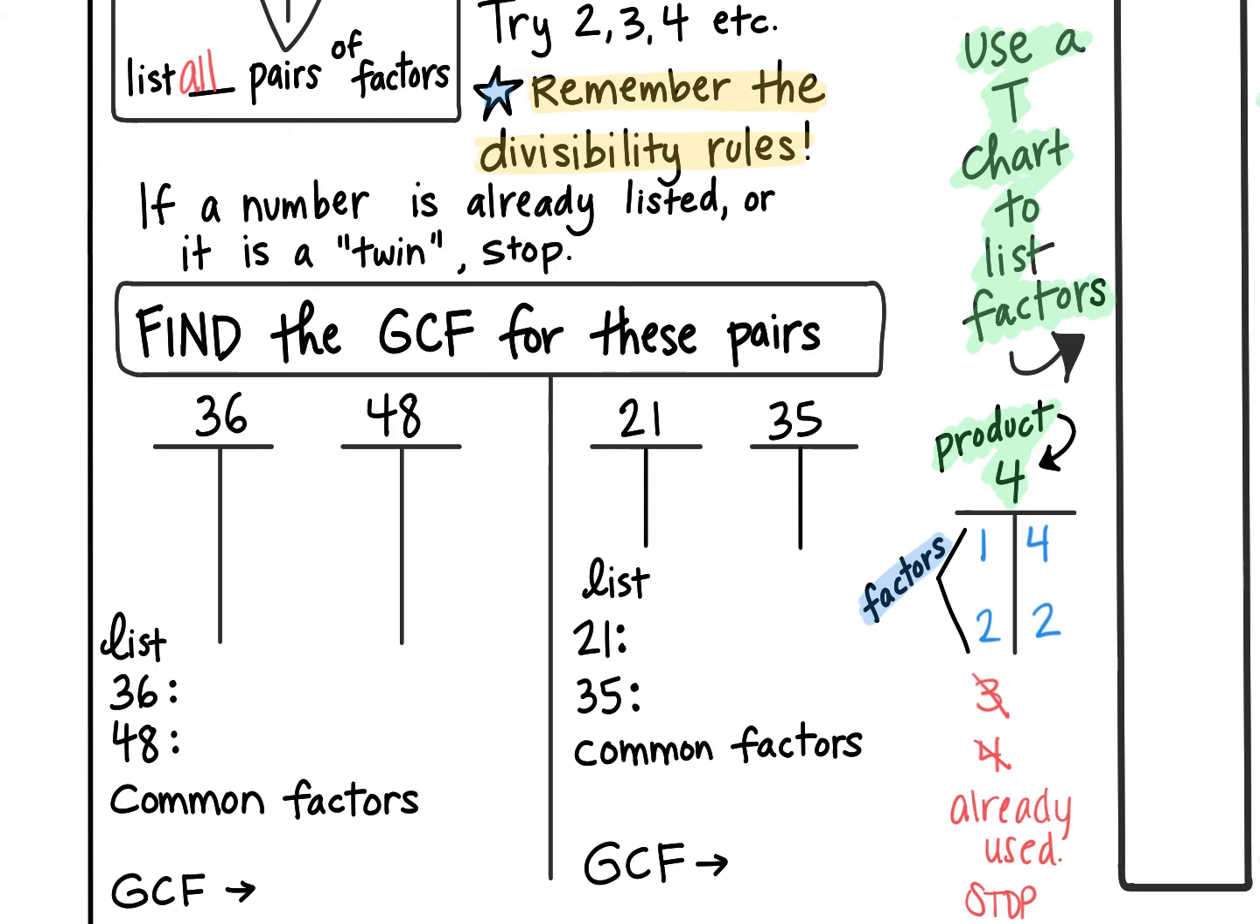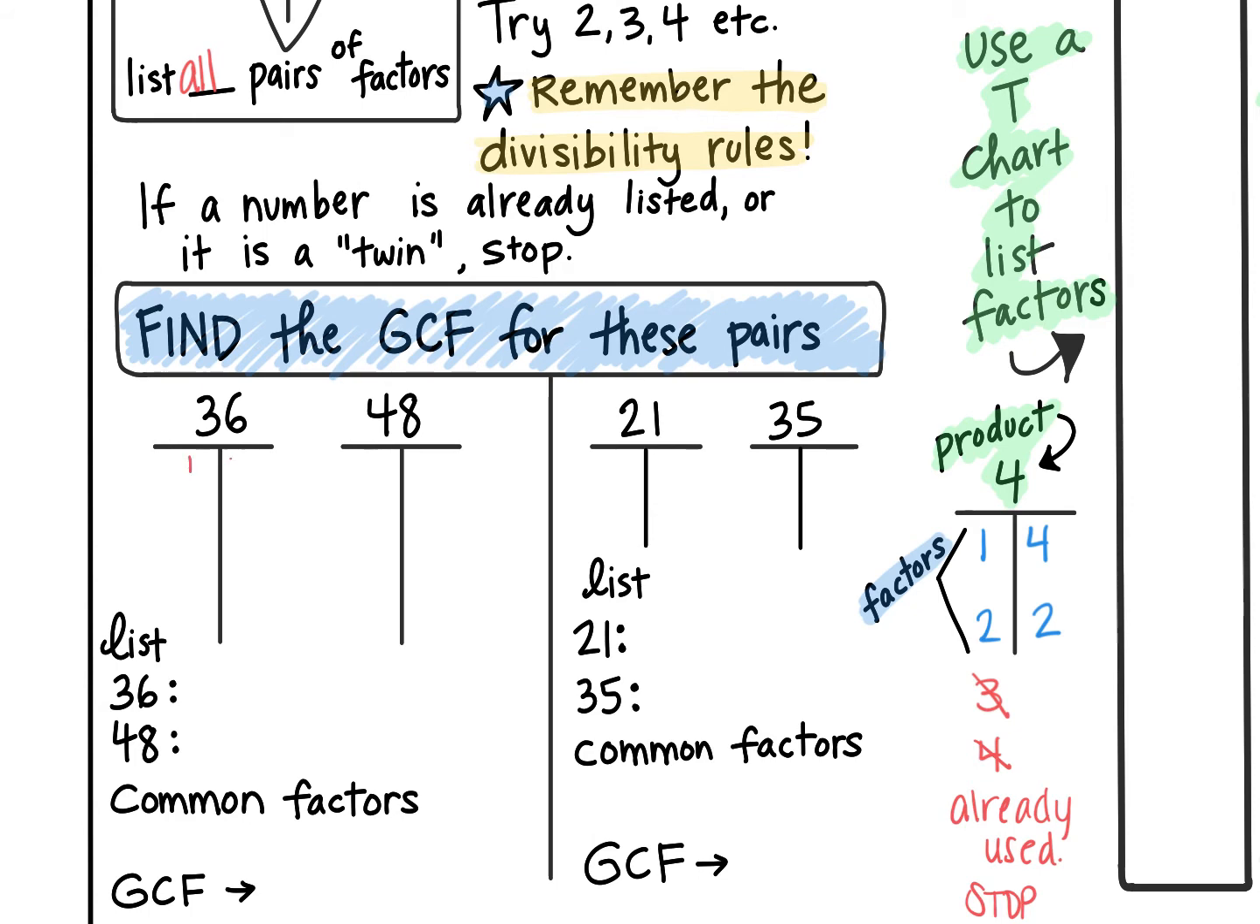So let's go ahead and work together to find the GCF for these pairs. The first two numbers that I see here are 36 and 48. And if I'm working with the pairs like I should, I always start with 1 and the product.